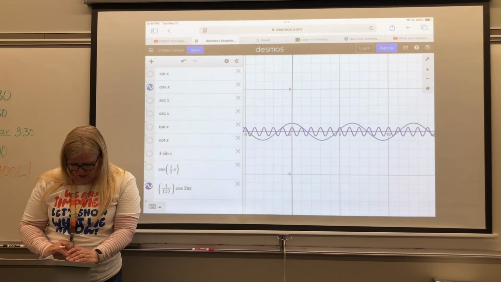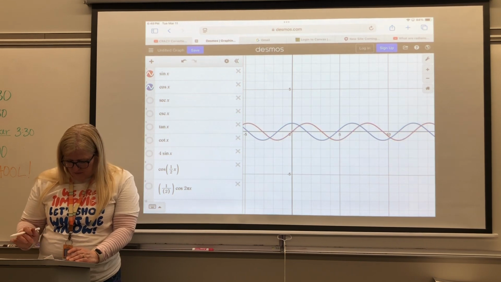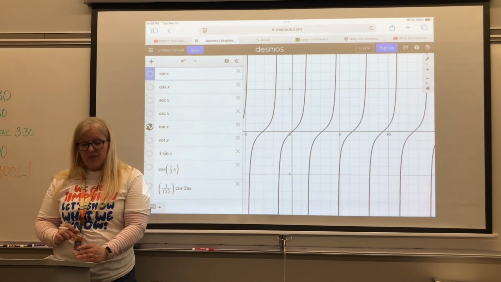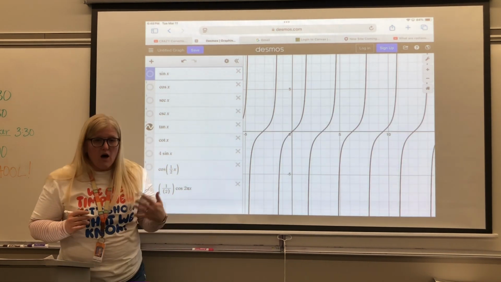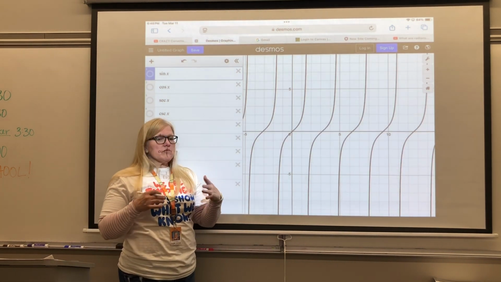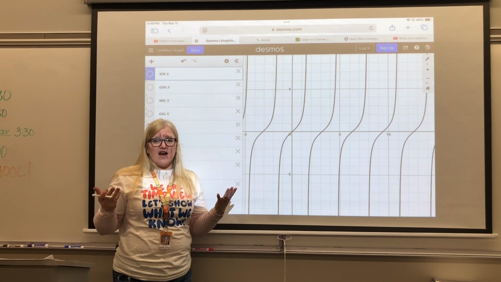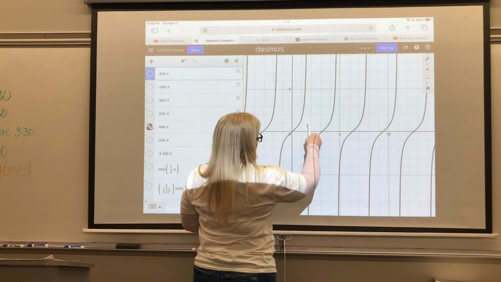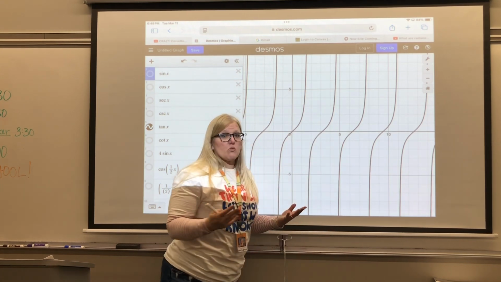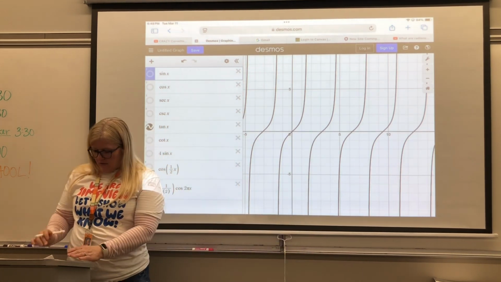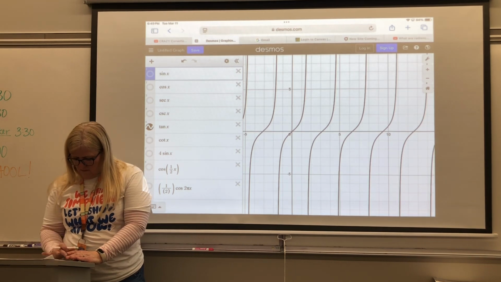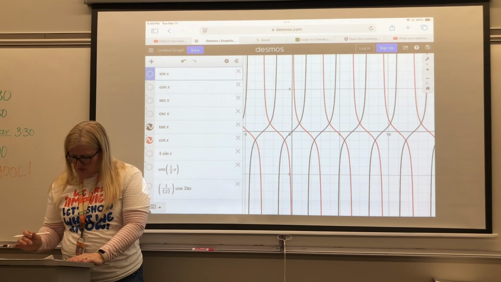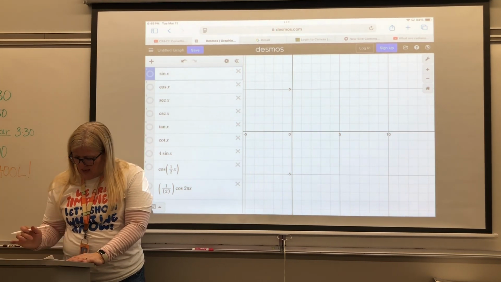Just for fun, I wanted to also show you what tangent looks like. So tangent looks like this. Now, I don't know if you recall that sometimes when we're finding the tangent of something, it's undefined. Well, there is an asymptote between each one of these curves, and that's where it would be undefined. Now, the cotangent is just the other way. Okay, so there's those two together.